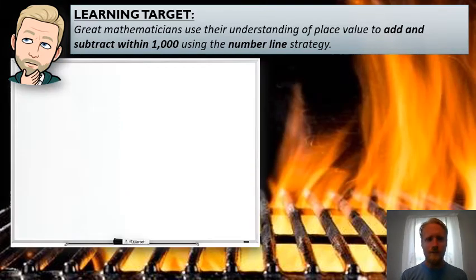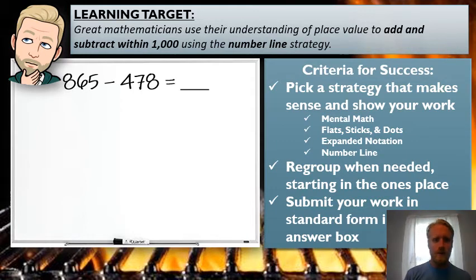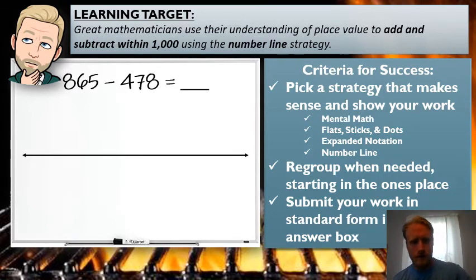All right, so for our problem for today, we'll make sure we're following the criteria for success. Our first problem will be using 865 minus 478. All right, so we're going to use a number line today. So when subtracting, and we're going to take away, okay, so I'm actually going to start on the far end of the number line. So 865. All right, and now we can do some jumps.